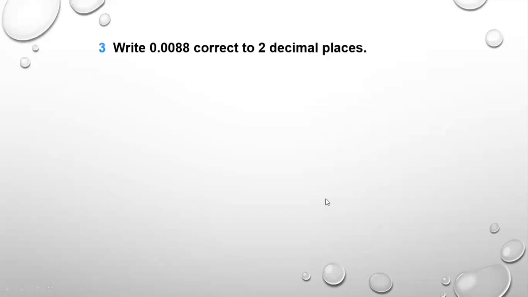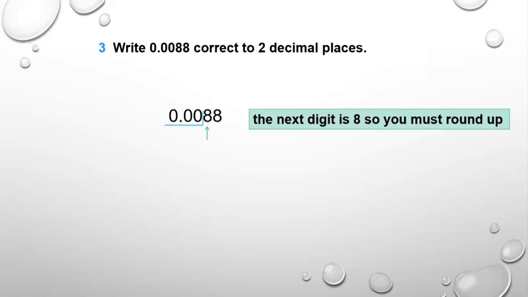Understood? Let's take one more question. Write 0.0088 correct to two decimal places. So what we do here, we go to the third decimal place. The third decimal place here is 8, right? And it is more than 5. So we need to round up.